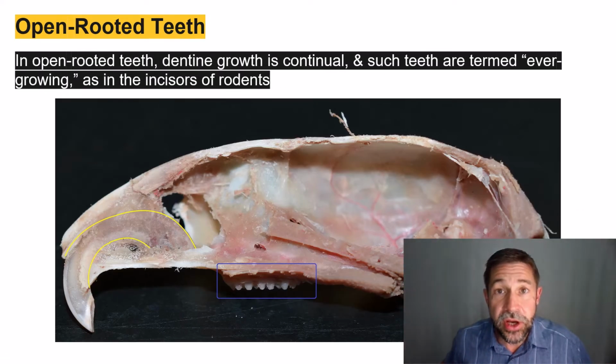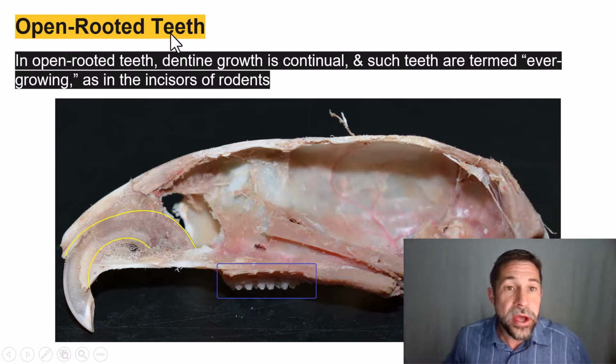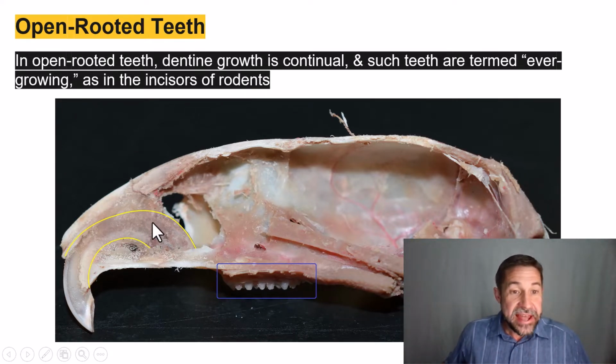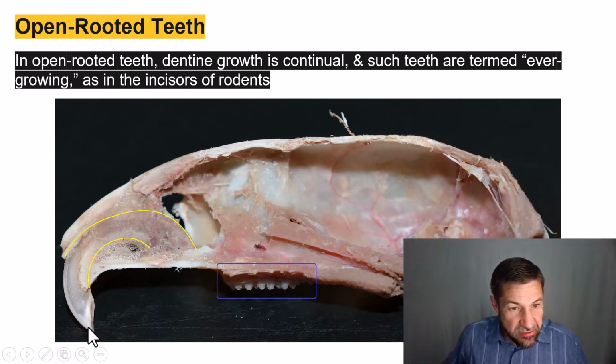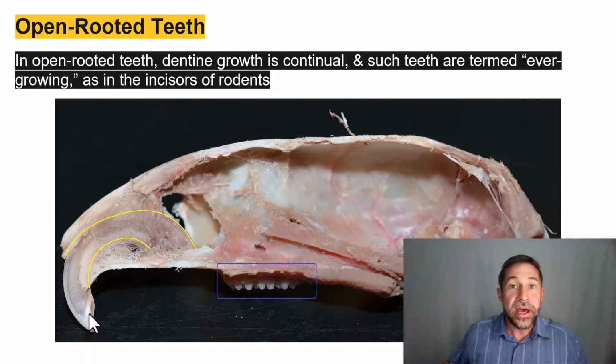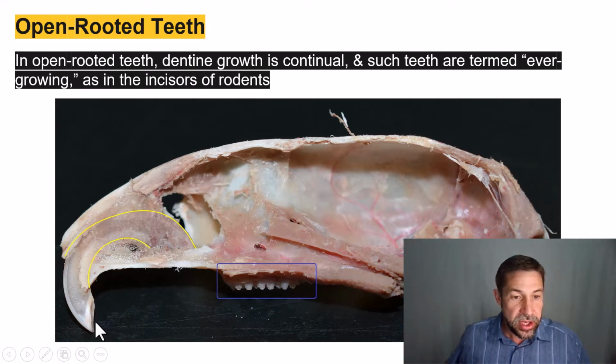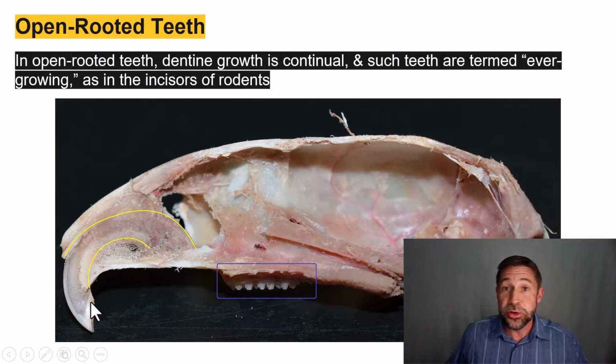The incisors of rodents are deemed open-rooted because dentine growth is continual. And what's going to happen is you're going to have differential rates of wear between the very hard enamel here on the anterior surface and the dentine right here. So the dentine is going to wear away faster, and it's going to create this continually sharp chisel-like edge that is just perfect for gnawing on tree nuts and seeds and even wood in the case of the beaver and the woodchuck.